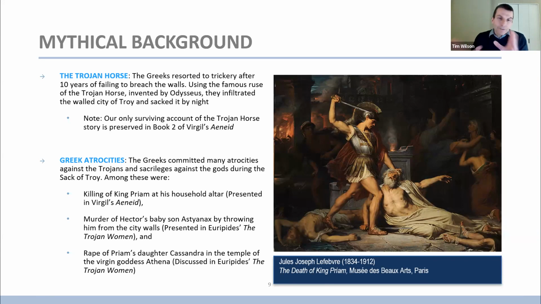If you have to select a few things to read, that's one of the ones I would recommend that you read for this term. It's a very powerful episode in that epic.